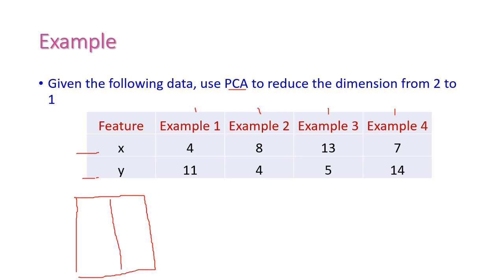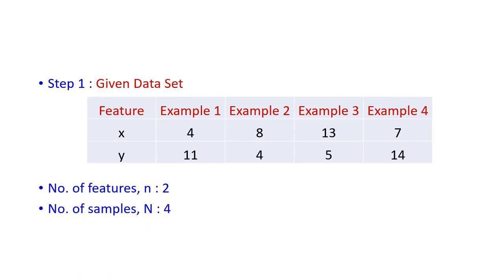And this is the X value. This is X and this is Y. Here we have four records: first, second, third and fourth record. First, let us see step 1. From the given data set, we need to identify the number of features is 2 and the number of samples is 4. Small n represents the features and capital N represents the samples.